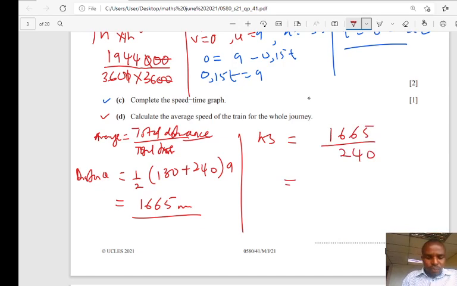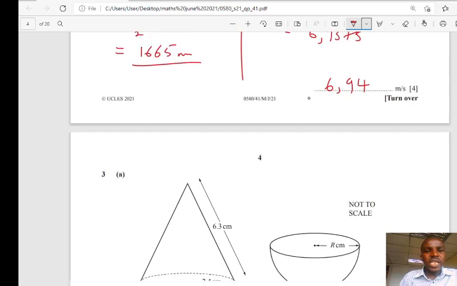Then you divide by 240, you get 6.94. It's 6.9375. Then to three significant figures, remember, the instructions say it is 6.94. Then you are done with this one.